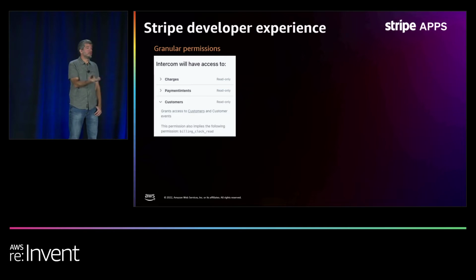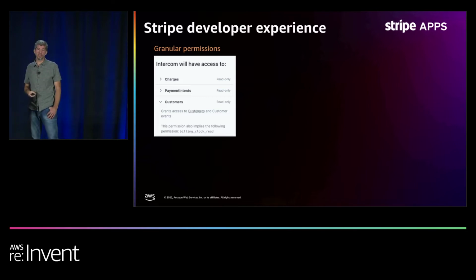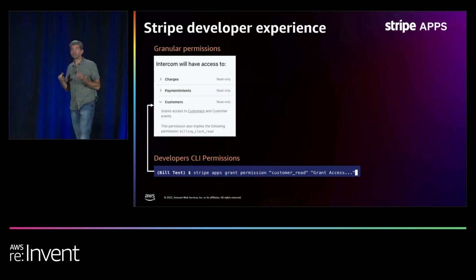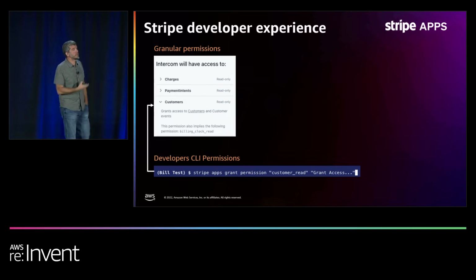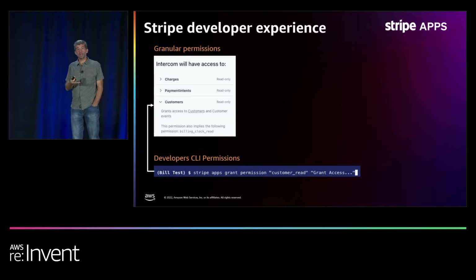So familiar to you if you've installed any applications on your phone, permissions are presented to you when you install an app through the Stripe marketplace. So that's a common experience, but the important part of this from my perspective is they provided these nice tools for the developers to not have to understand all of those permissions at once and try to understand and code what those permissions would be needed by the application by providing a simple CLI experience. Stripe apps grant customer read. Plain English, easy to use, and you can install those over time as you're developing your application and realize you need access to certain APIs.